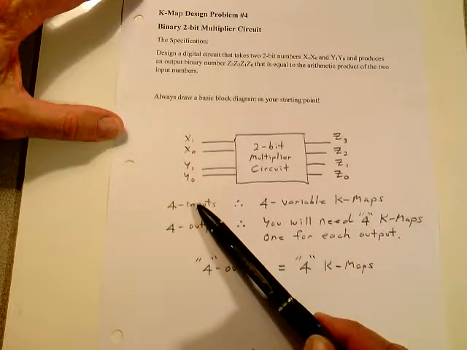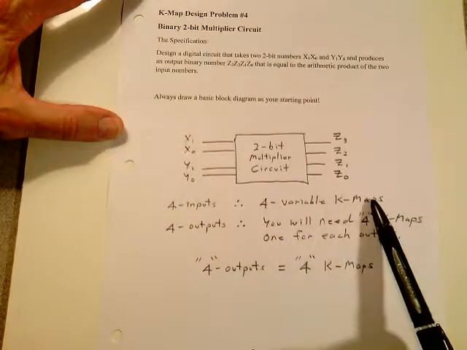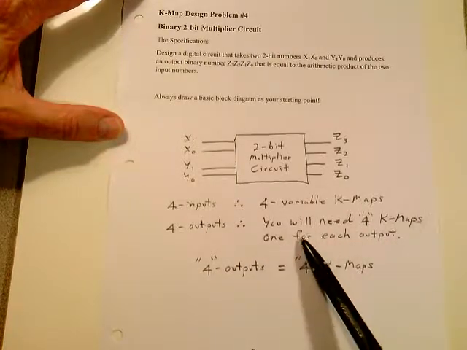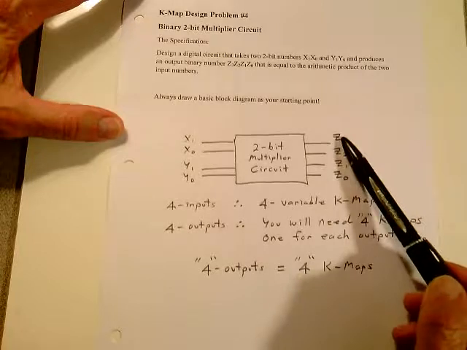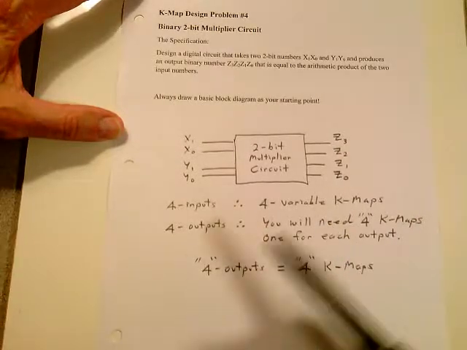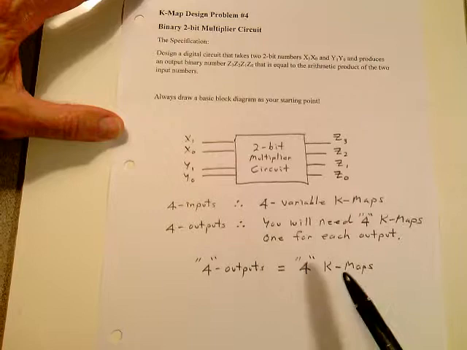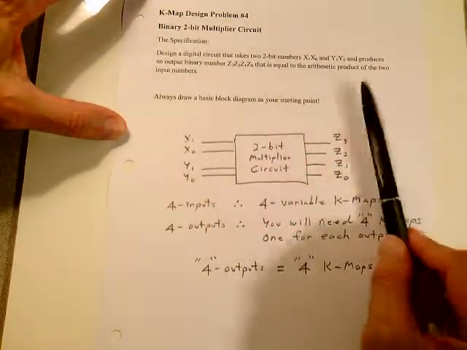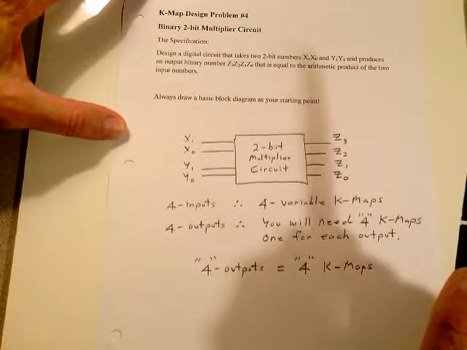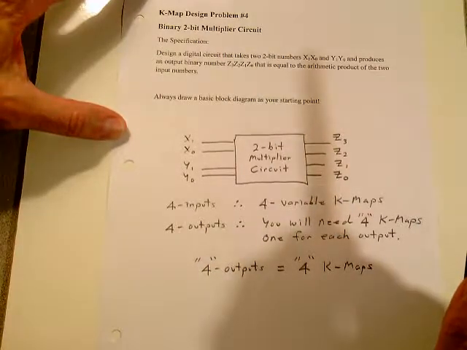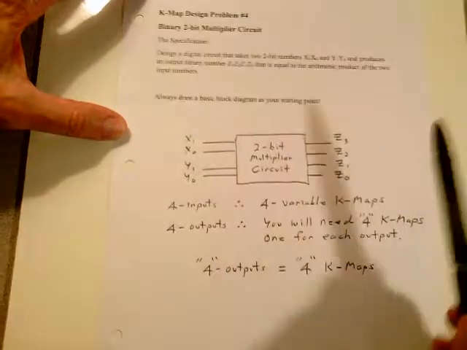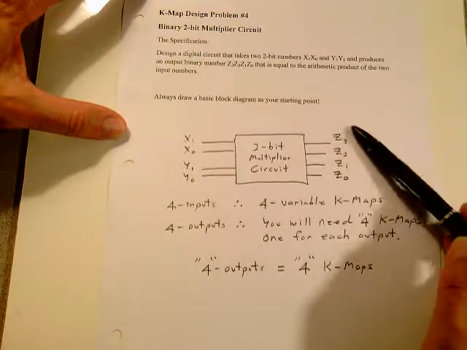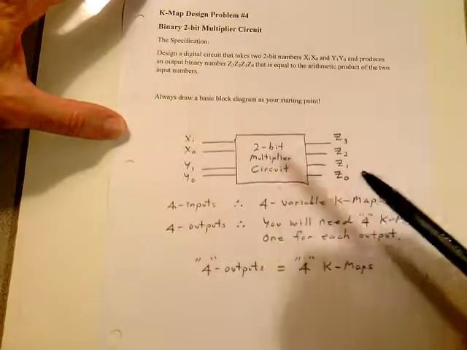There's 4 inputs, so you use a 4 variable K-map, and there's 4 outputs. You will need 4 K-maps, 1 for each output. You just do this 4 times, that's all. 4 outputs means 4 K-maps. So I want you to work this problem out using the design procedure that I discussed, and see what you get for an answer. You're going to have 3 Boolean expressions. You're going to have 3 circuits. Okay, the circuits all go inside here to form a 2-bit multiplier circuit.